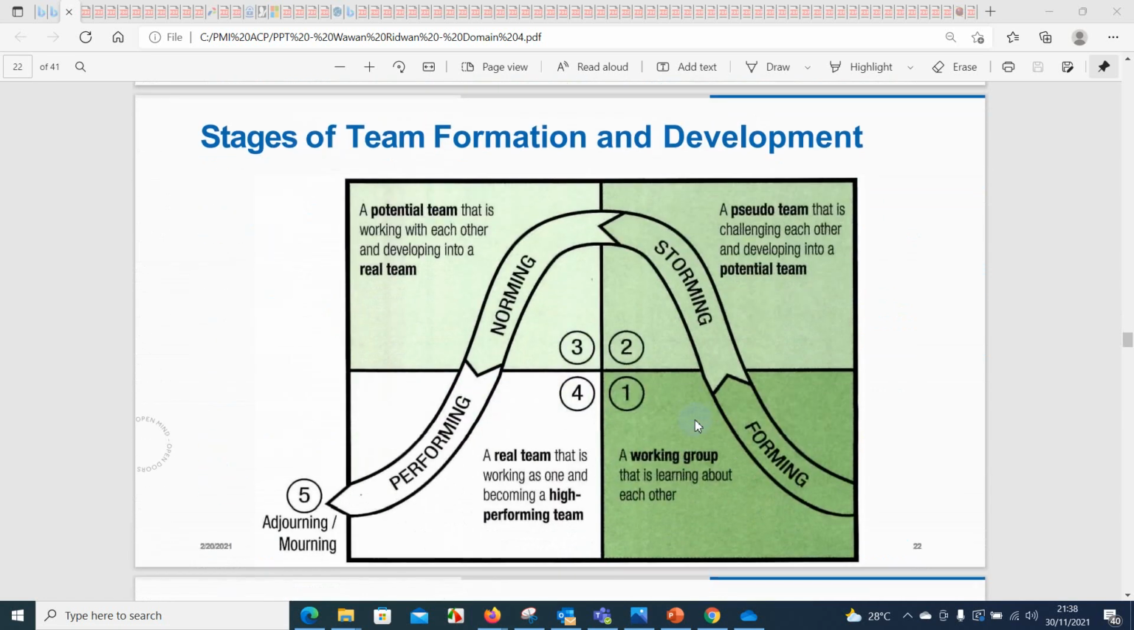Stages of team formal development. Forming: the working group is learning about each other. Storming: the team members challenge each other and develop into a potential team. Norming: a potential team that's working with each other and developing into a real team. Performing: a real team that is working as one and becoming a high performing team.